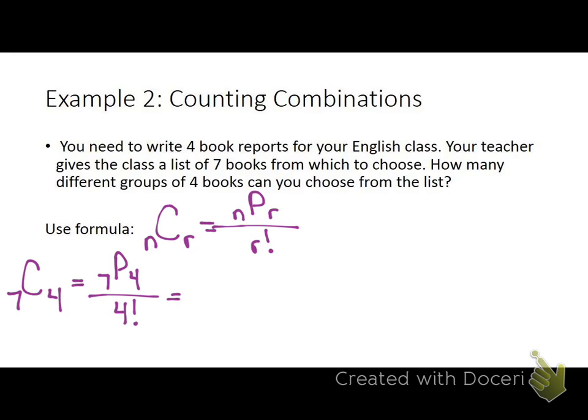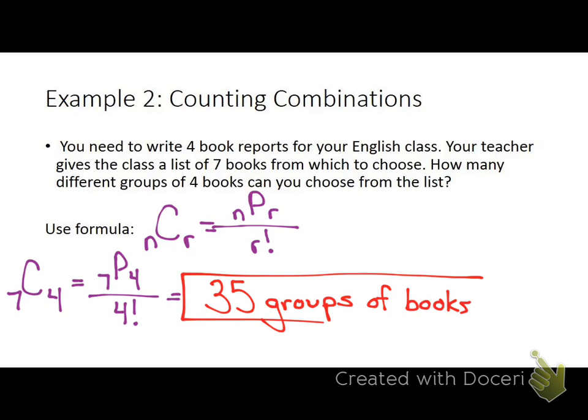And what is your total? 35, but what am I labeling? 35 what? Groups of books. See that last sentence? How many different groups of books? So groups of books, all right, that whole thing is your label. You need to make sure your label is detailed.